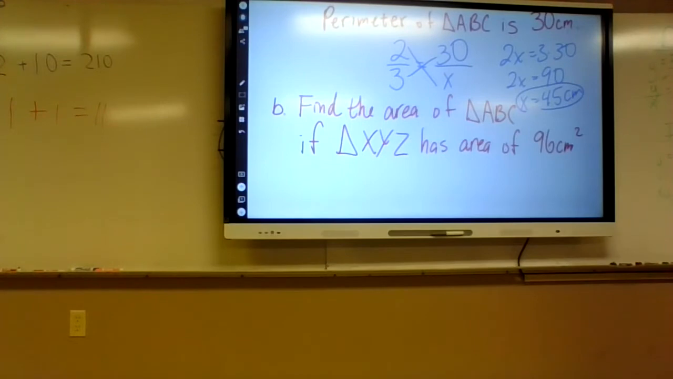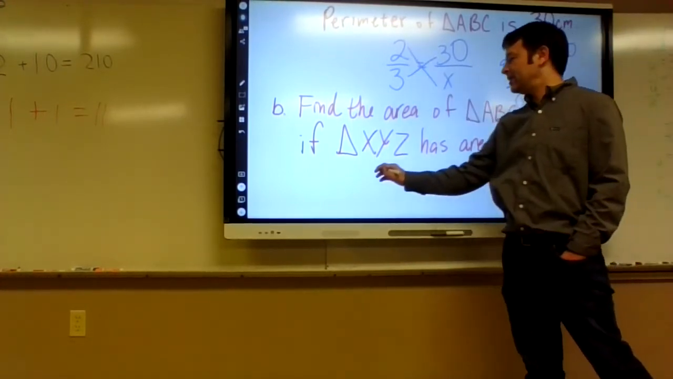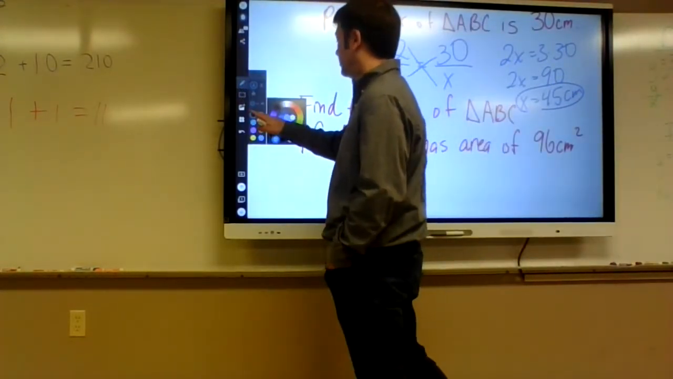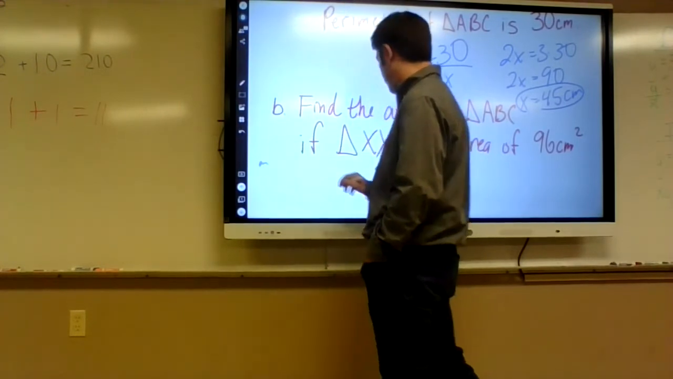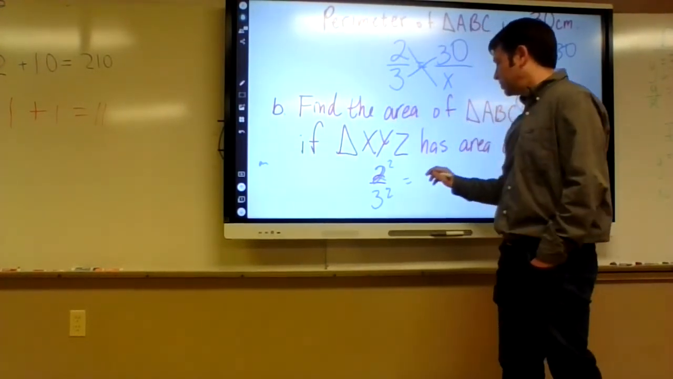Okay, so we're on areas. If we know the similarity ratio, how do we find the area ratio? Square it. So that 2 to 3 that we used last time, this time we need to square it. 4 to 9. So it's 4 to 9.